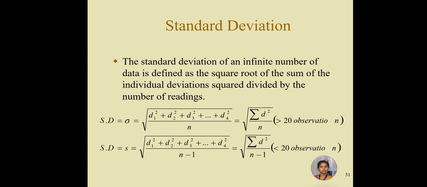Next is the standard deviation. This is also an important factor. The standard deviation of an infinite number of data is defined as the square root of the sum of the individual deviations squared divided by the number of readings. Standard deviation sigma is the square root of d1 square plus d2 square plus d3 square up to dn square divided by n, that is sigma d square by n, for greater than 20 observations. While for less than 20 observations, it is the root of d1 square up to dn square divided by n minus 1.